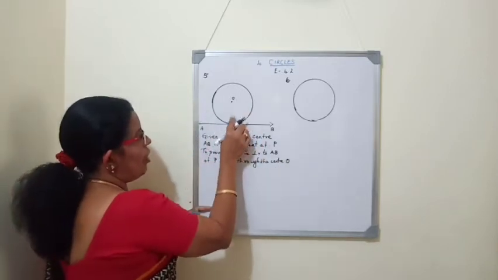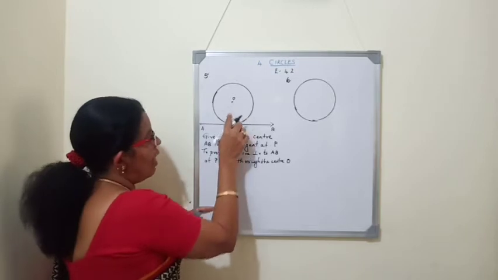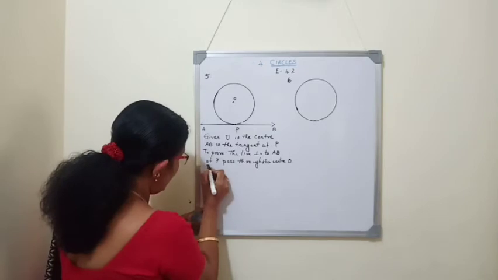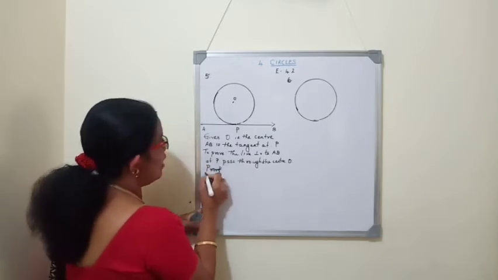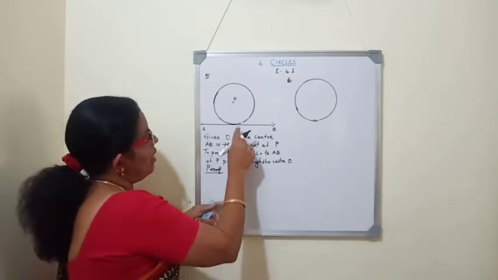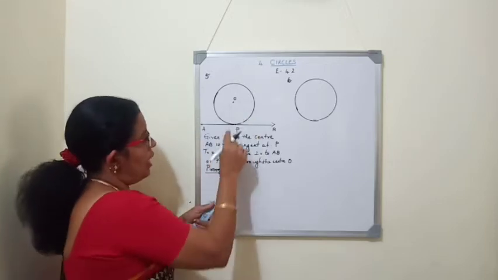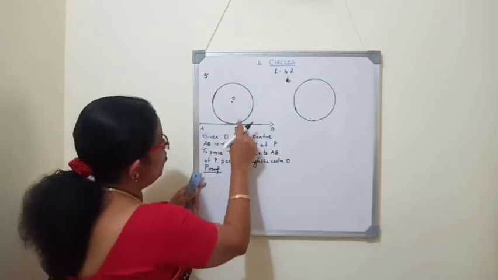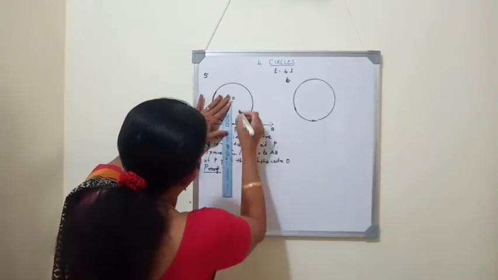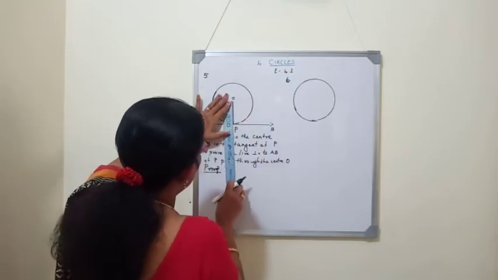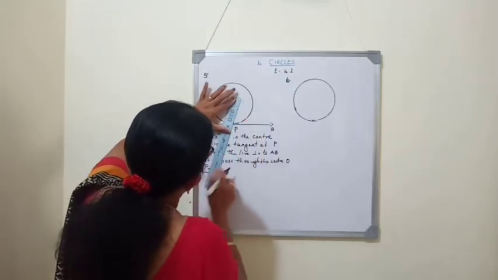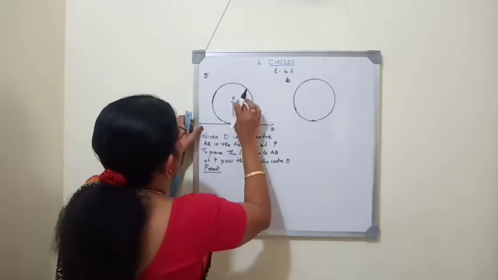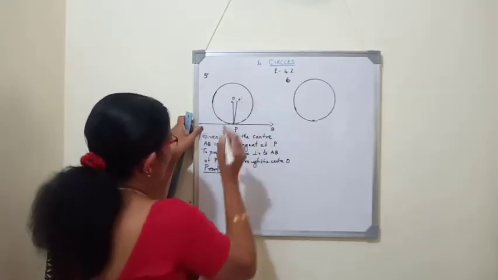So here, if you draw a perpendicular to AB through P, we have to prove that it will pass through the center O. So we will start the proof by assuming that the line does not pass through O. Let it pass through some other point O dash. So first we will join OP, and we will draw one more line next to this line, and this point, let it be O dash.